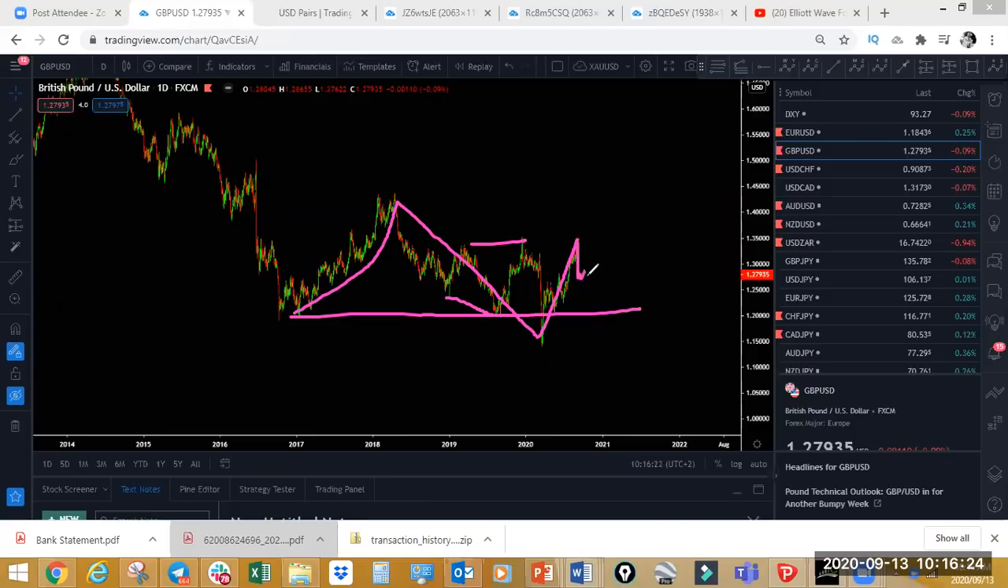Now, we need to see if we're going to get a pullback and confirmation to the downside. And also, we need to get the indicator to confirm that this trend is going to resume to the downside. Now, if that is the case, that means we've got a running flat there, and this is going to continue to the downside. So let's wait for a pullback at current levels on pound US dollar.